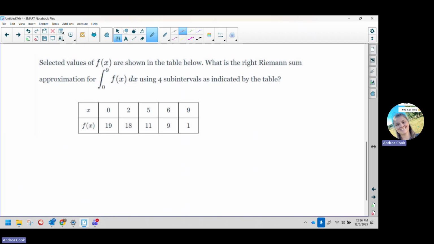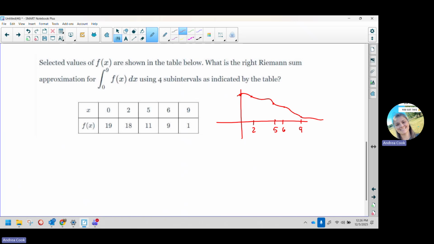But if I were to plot these points, 0, 19 might be up here somewhere. 2, 18. 5, 11. I'm just approximating. 6, 9. And then 9, I'm at 1. I have no idea what the function looks like. I could connect these points, it could go up and down. I don't know. But it's going to go through all those points.